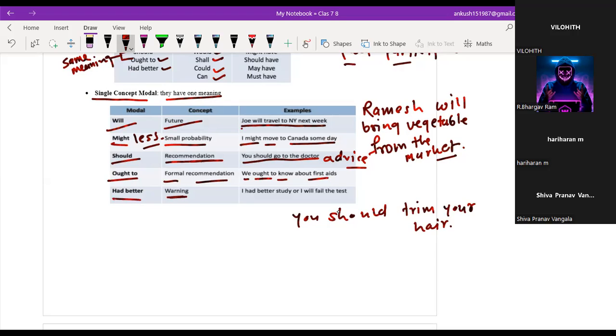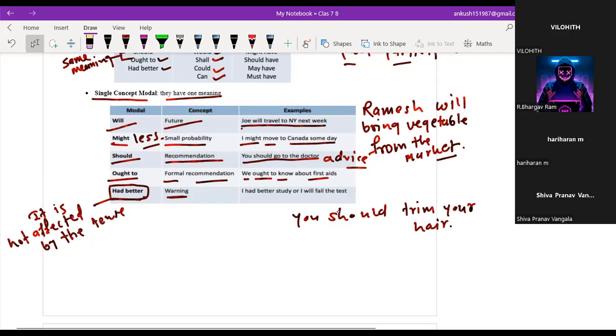This is a warning. It does not matter in which tense you are using this modal verb, had better. It is not affected by the tense. Whether it is present, past, or future, doesn't matter. So had better sometimes means we want someone to act in the present only.